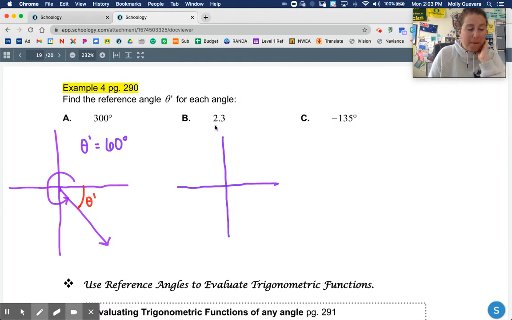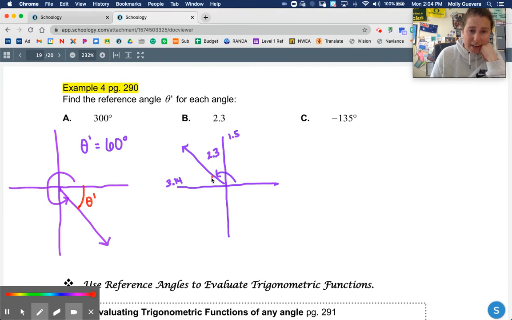For B, this is in radians. It doesn't have a degree symbol. Remember our radians: this is pi, so that's 3.14, and this was 1.5 something. So it's somewhere between these. I'm just going to draw it. So this right here is 2.3, and this right here is theta prime.